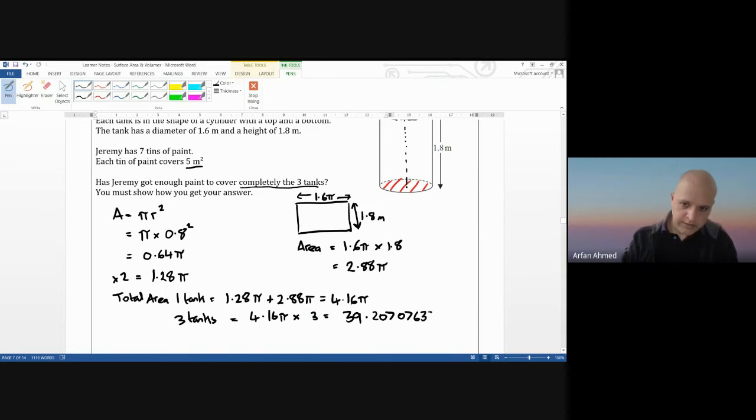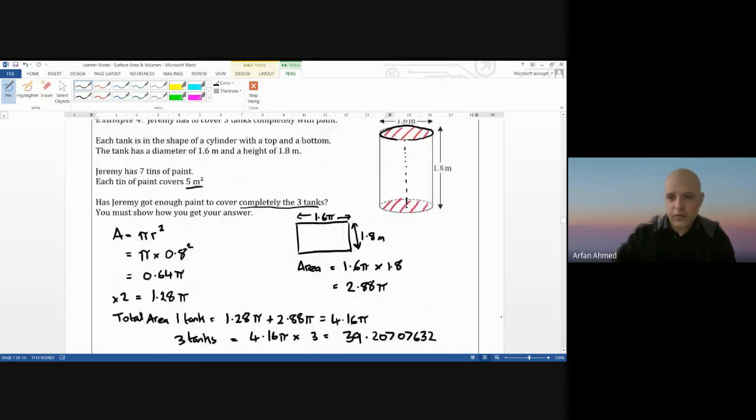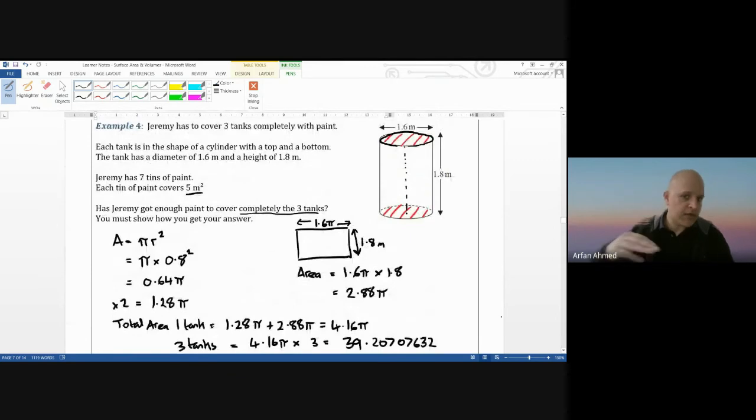39.20707,632. Ideally, you want to write as many of these decimals as you can when you get near to the end of your question, because you want to be as accurate as possible. If you start rounding halfway through your answer, your final answer will be slightly off, and you could be wrong by one or 2 decimals. So you need to be as accurate as possible. I would only round right at the end of your answer, not in between.